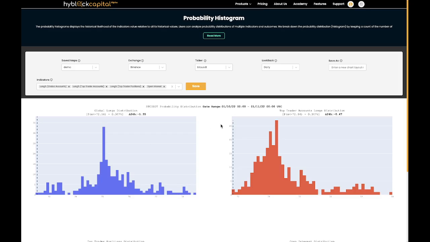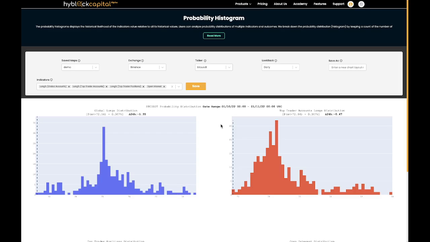In today's video, we'll be covering Hyblock's probability histogram tool. Before we begin, I think it's important to understand what exactly histograms are. So histograms are graphs that group historical data points into ranges or bins so that we can better understand and visualize the distribution of its values.